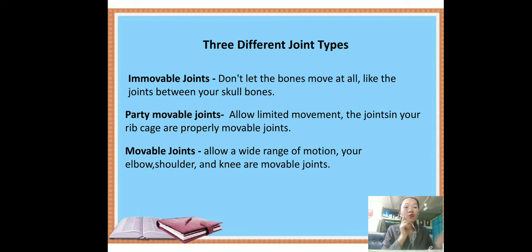The three types of joint kay we have immovable joints. Unsa man ang immovable joint? For the word immovable, so dili siya malihok. So don't let the bones move at all. So dili siya pwede lihokon. Like the joint between your skull bones.